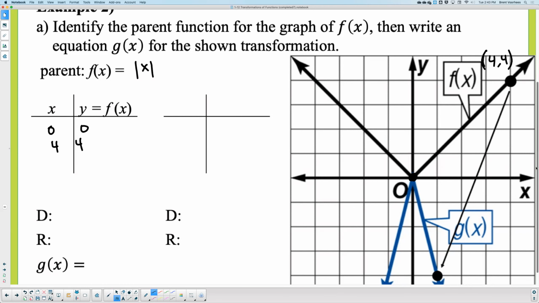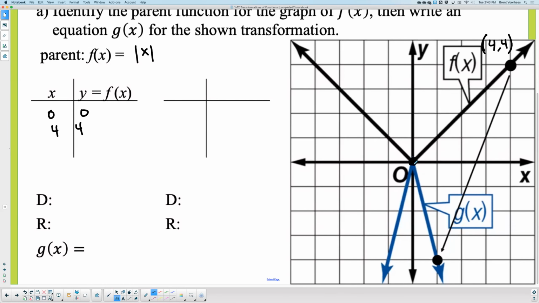Now let's look at the corresponding piece. The vertex is still 0, 0. That has not changed. So that was that point 0, 0. That has not changed. But 4, 4 has changed. What is it now? I hear 1, 4. That's not accurate though. 1, negative 4. Okay.